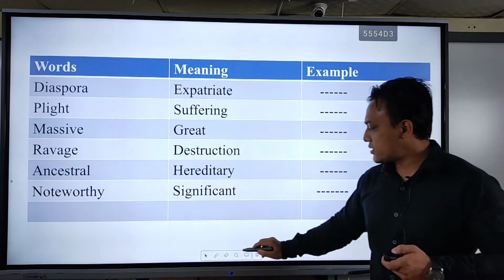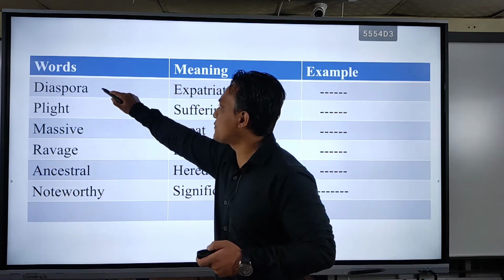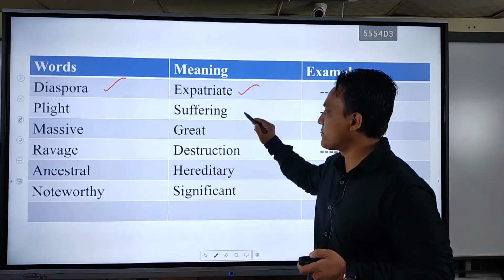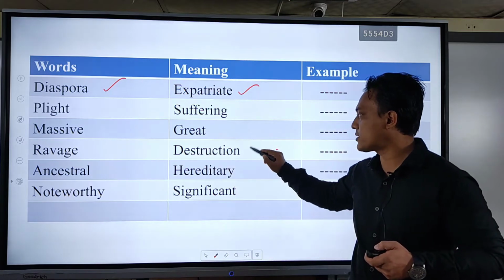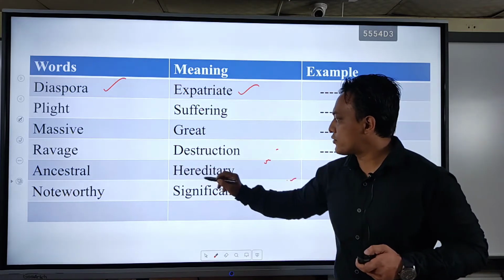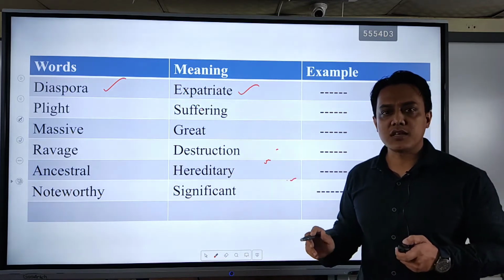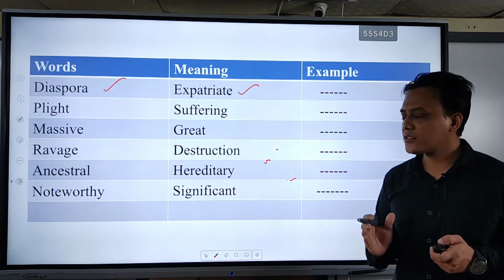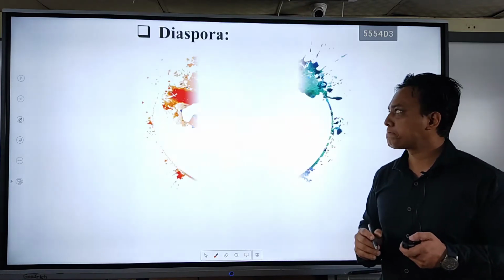Let's discuss some vocabularies. Diaspora means expatriate, plight means sufferings, massive means great, ravage means destruction, ancestral means hereditary, noteworthy means significant. These are the important vocabularies which will be essential for the proper understanding of this unit.